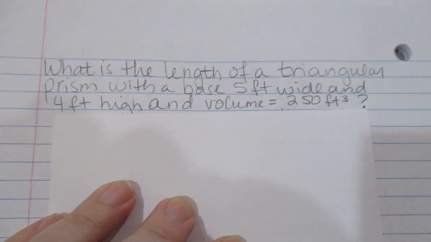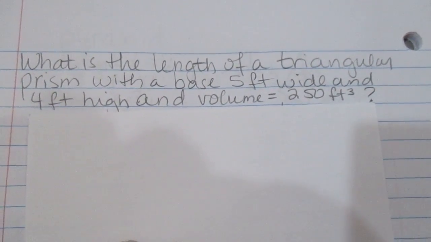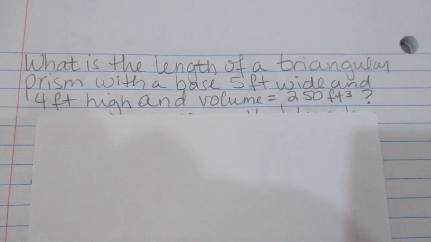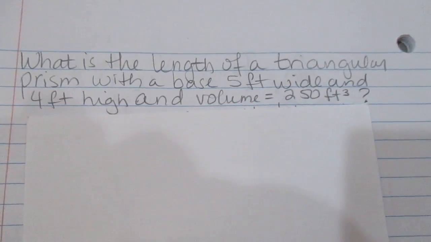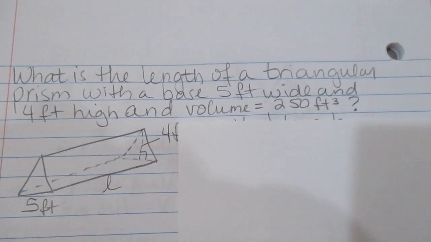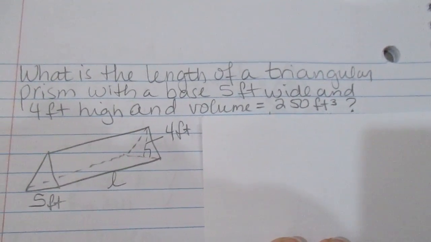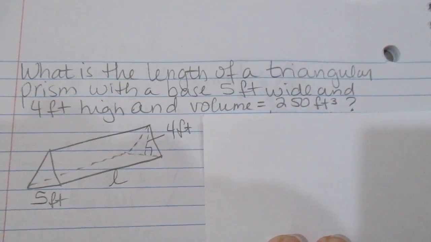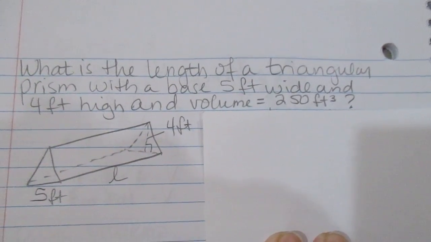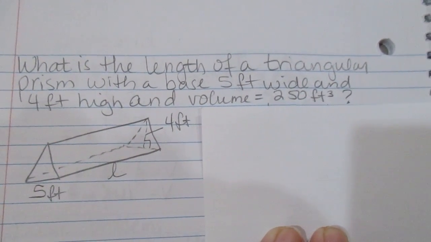What is the length of a triangular prism with a base 5 feet wide and 4 feet high and volume of 250 cubic feet? The first thing I want to do is draw it. So here's my triangular prism. My bases are triangles, and then my faces are rectangles because all faces in prisms are rectangles.